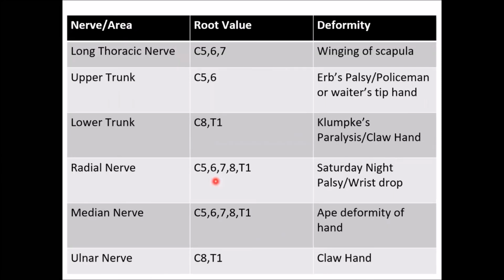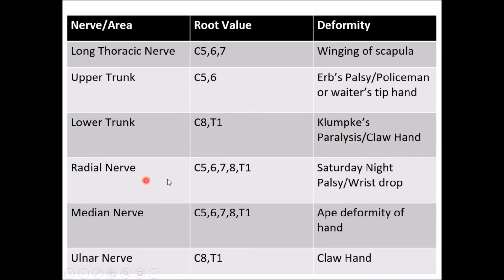This is the last slide of this presentation, and this is the nutshell. You have to remember all this information by heart. Any of this information can be asked in multiple choice questions or in viva. Long thoracic nerve, root value C5, C6, C7, and injury of this nerve can cause winging of scapula. Upper trunk, root value C5, C6, injury of the upper trunk is called Erb's palsy, which leads to policeman's or waiter's tip hand. Lower trunk, root value C8, T1, injury causes Klumpke's paralysis or claw hand.